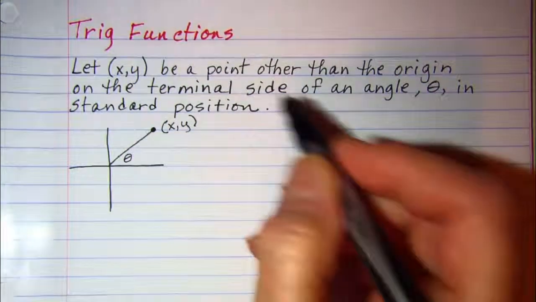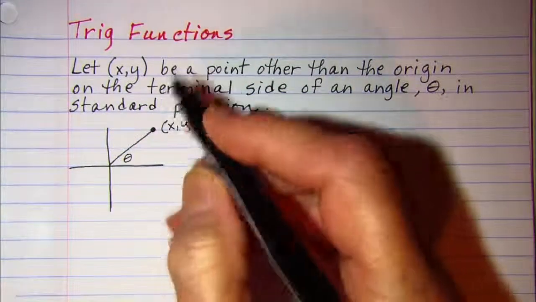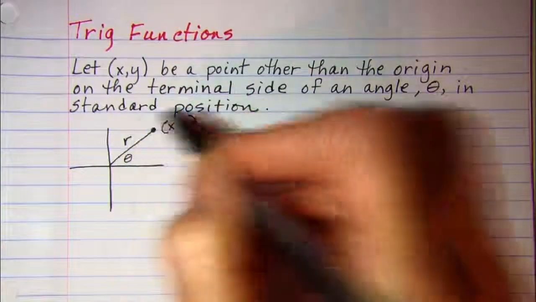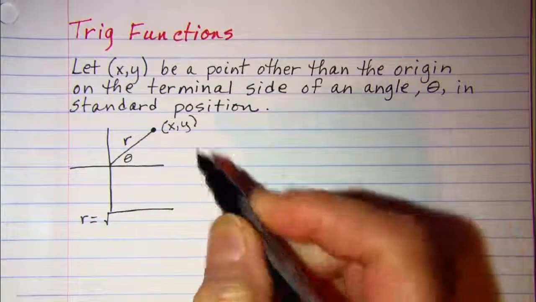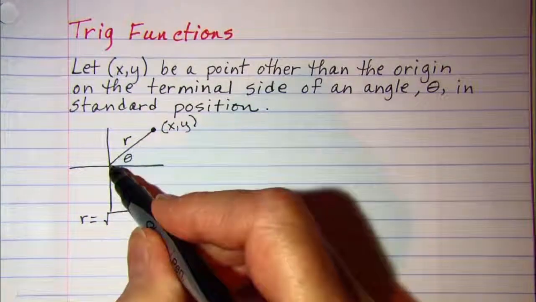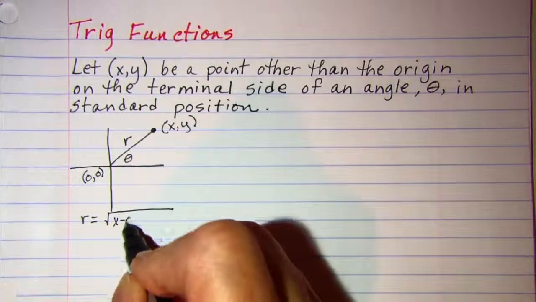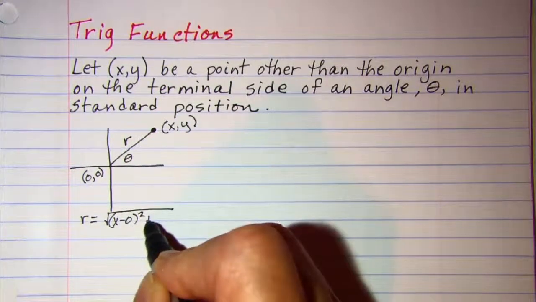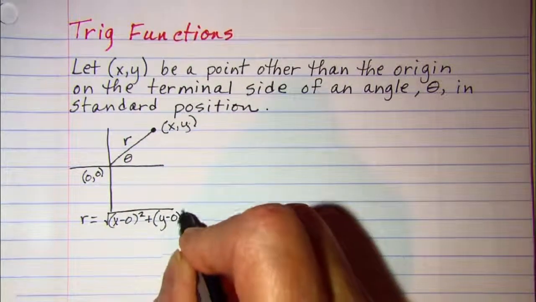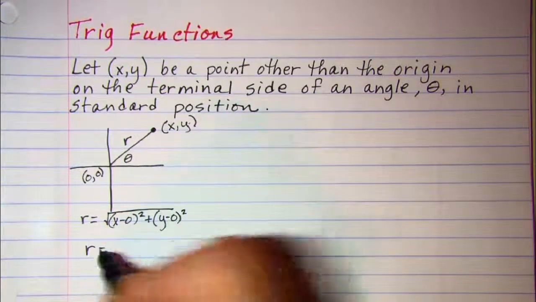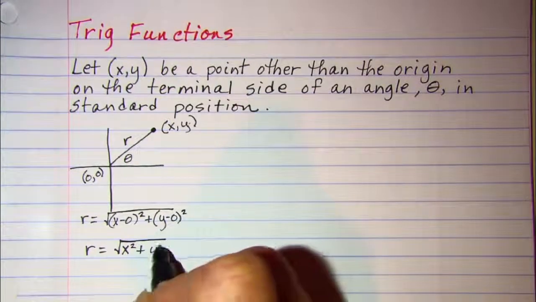in standard position. Now the distance from the point to the origin we call r, and r is, using the distance formula, x minus 0 quantity squared plus y minus 0 quantity squared. So r is given by the formula square root of x squared plus y squared.